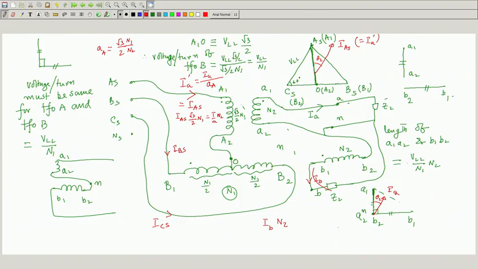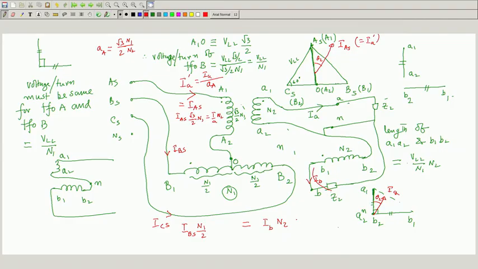Therefore, through the dots currents will go in, but you see here there are two halves of this N1, the primary having total N1 turns, of which N1 by 2 turns is carrying I_BS current entering through the dot. Therefore, this MMF must be equal to, let me write here only so that you understand, I_BS into N1 by 2.